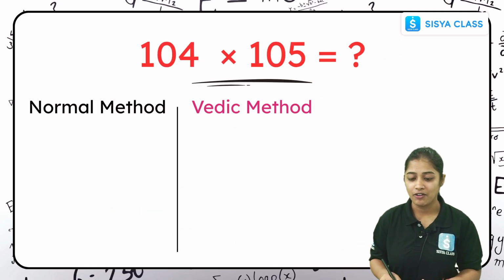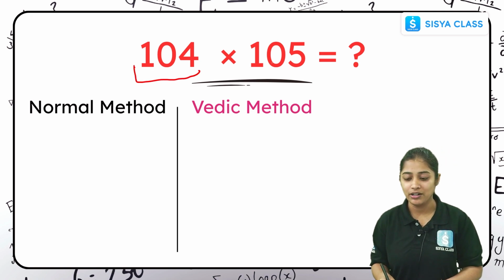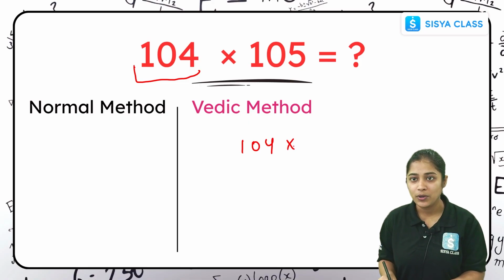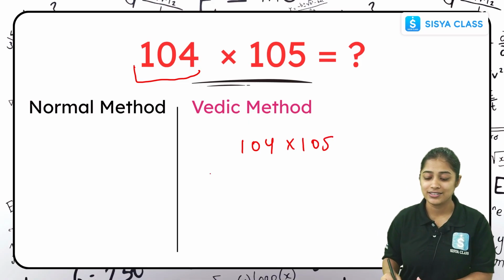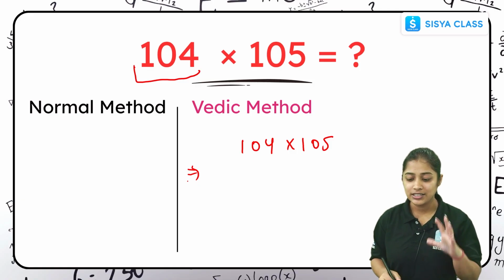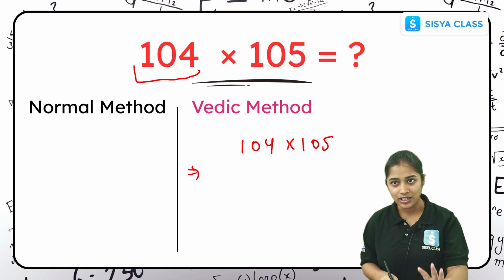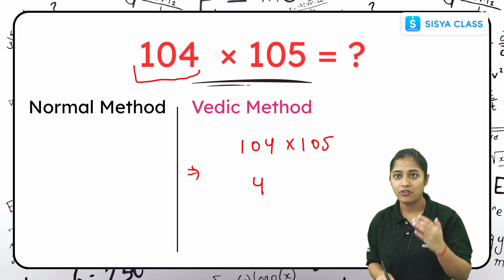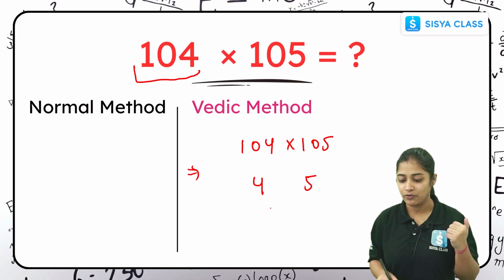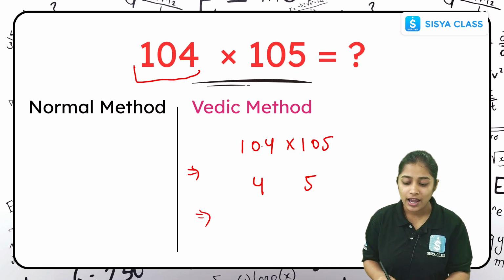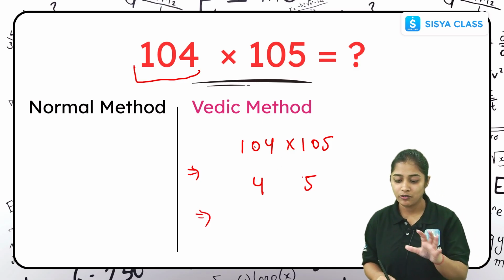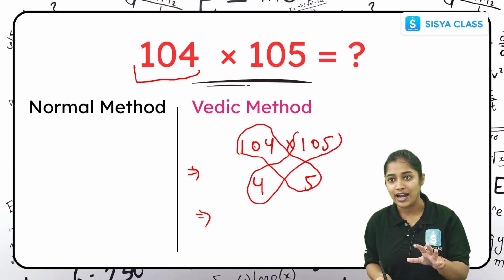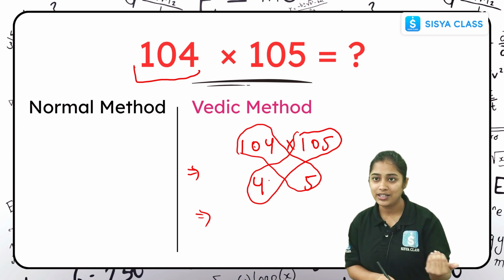In the second trick we learn how to multiply a 3-digit number with a 3-digit number. So here we have 104 and we want to multiply this with 105, right? It's very easy. Just take the difference of both the numbers from 100, okay? So 104 minus 100, you will get 4. 105 minus 100, you will get 5. After this, make sure that the addition 104 plus 5 and 105 plus 4 is the same. So here it is the same, right?